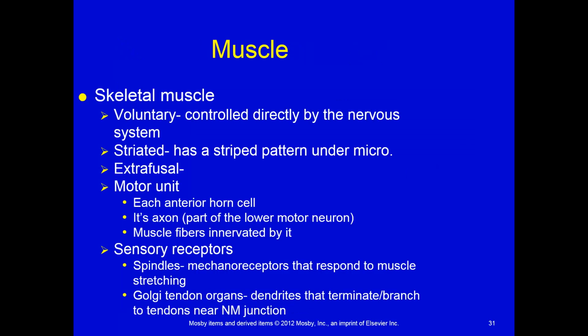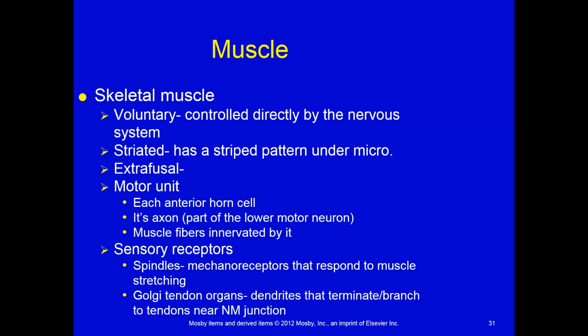So when we start to talk about muscle, we get away from the structure conversation and start to talk about the function. When we're talking about skeletal muscle, which is what we're talking about today, the musculoskeletal system, we're talking about our voluntary muscle. So we know that it's controlled by the nervous system. We talked about that already when we talked about the neurologic system. We know that skeletal muscle is striated. It has a striped pattern under the microscope.